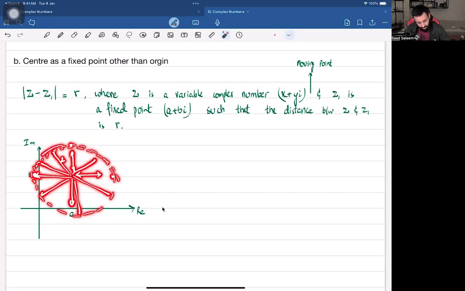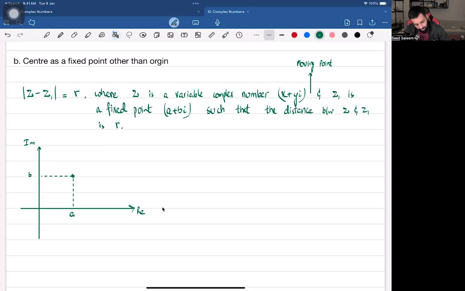Now notice, what do we get as a result? Ultimately, we get a circle. Now what's the difference between this circle and the circle we drew earlier? The difference is that the radius of the circle is r, but the center is not the origin anymore. Yes, this distance is in fact equal to r, but the center is no more the origin. It's in fact (a, b).